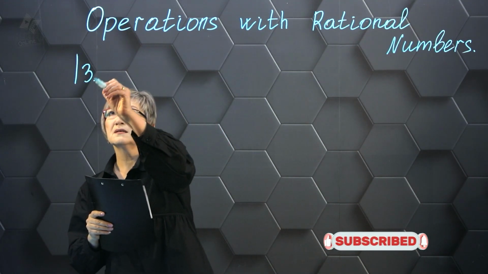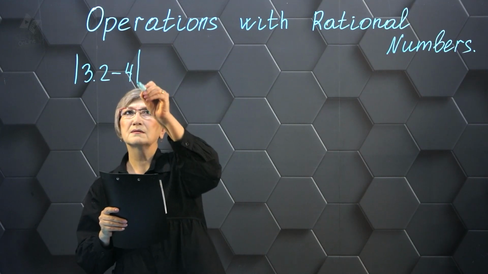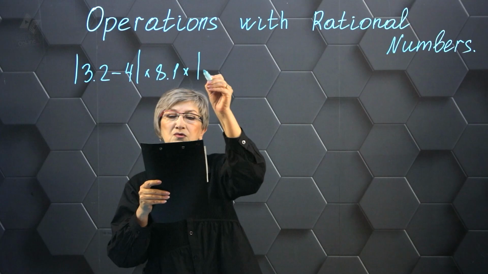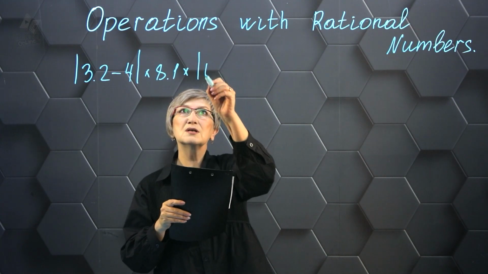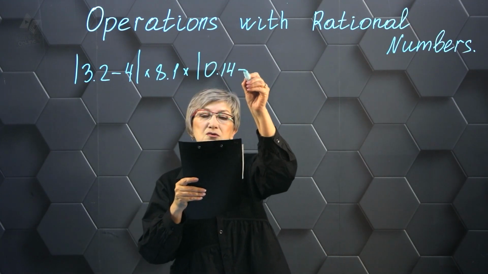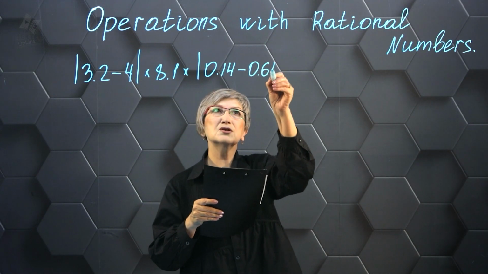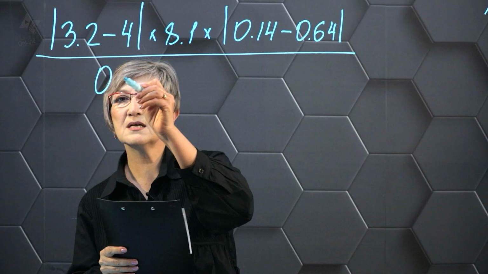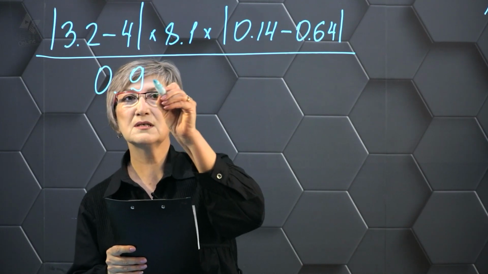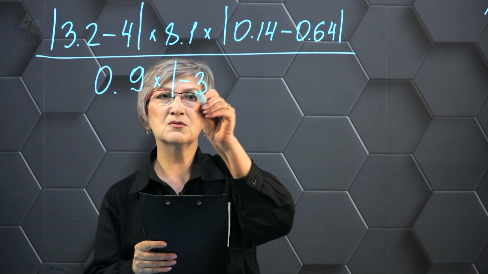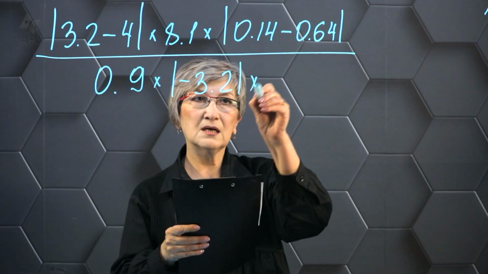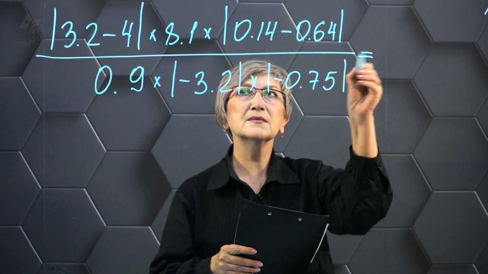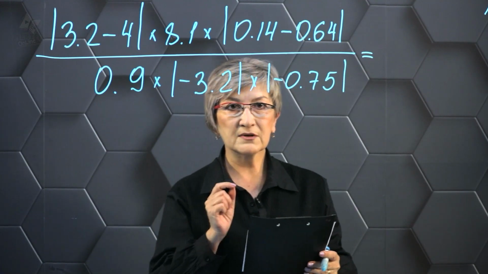3.24 times 8.1 and multiply by the modulus of the expression 0.14 minus 0.64 and divide by the product of the following numbers: 0.9, the modulus of the number minus 3.2 and the modulus of the number minus 0.75. Let's find the value of this expression.